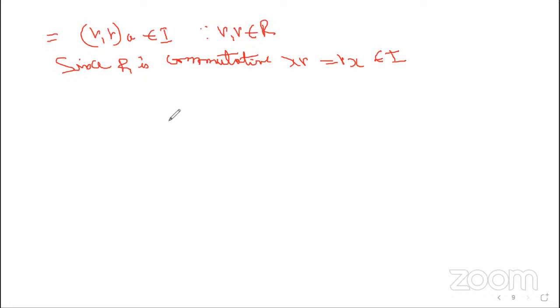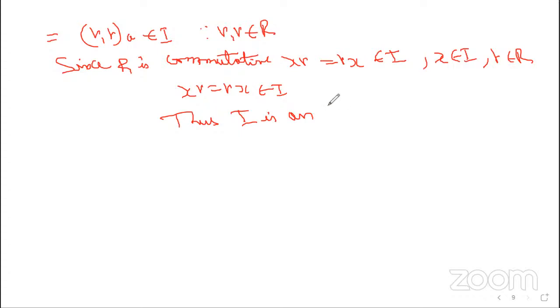x belongs to I and small r belongs to capital R. So xr equal to rx belongs to I. Thus I is an ideal of R.